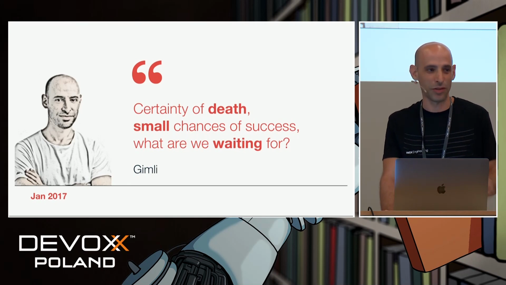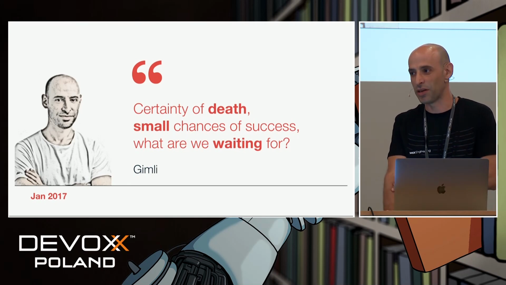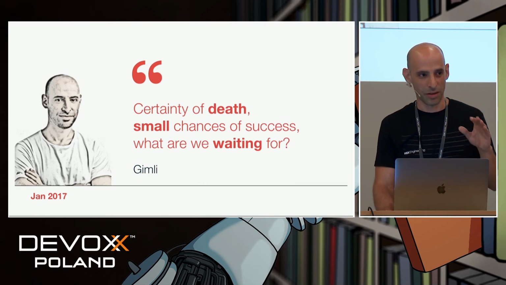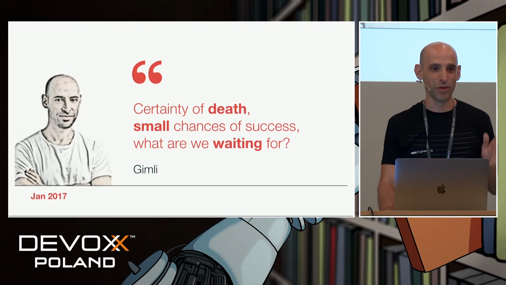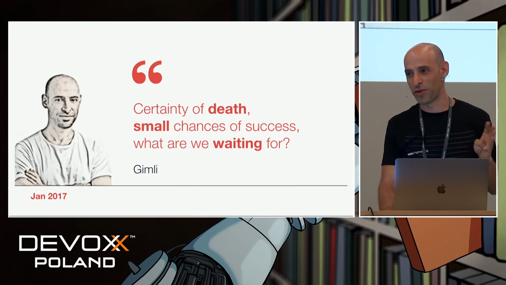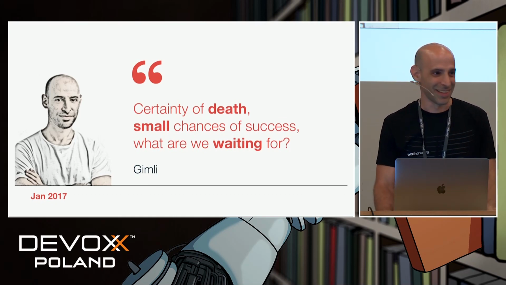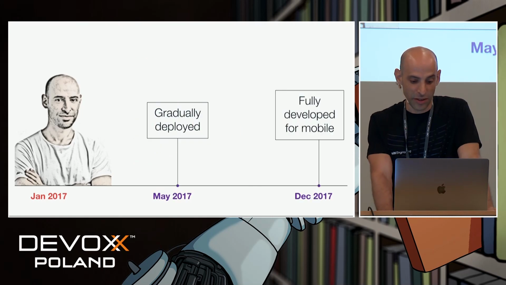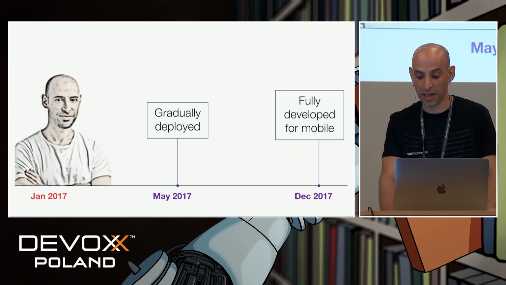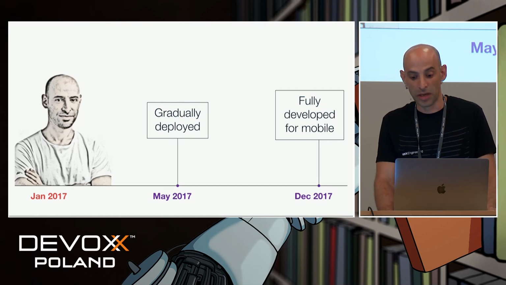I think the first tip I give to anybody who joins a company: if you want your name known, create a downtime. After a few minutes of downtime, everybody will know your name. The only problem with this strategy is you can do it only once. So we started at the beginning of 2017. We started deploying in May, and by the end of the year, everything was deployed.